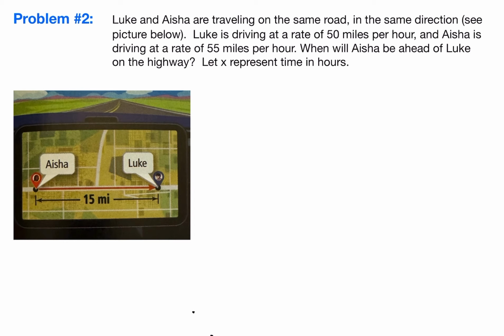Okay, so let's think about this for a minute. Luke is 15 miles ahead of Aisha, right? And it tells us 15 miles ahead. Luke is going in this direction at 50 miles per hour. Aisha is moving in the same direction at 55 miles per hour. So intuitively, we know that Aisha is going to eventually catch up to Luke because she is moving faster.